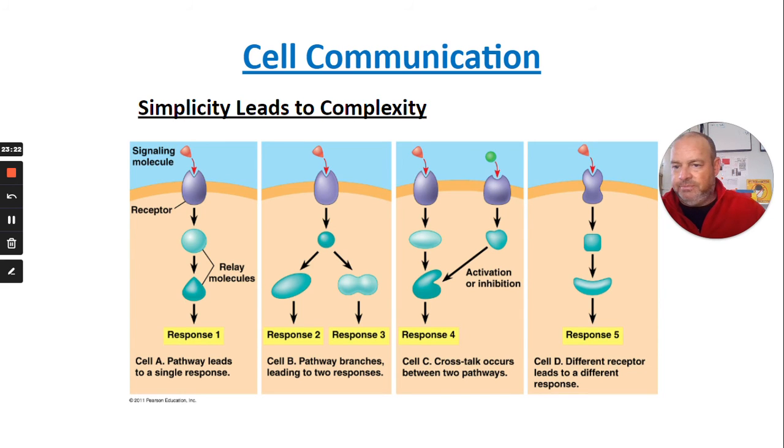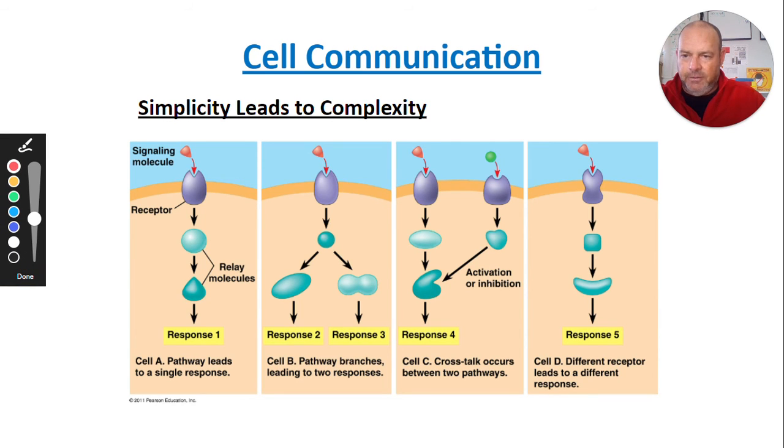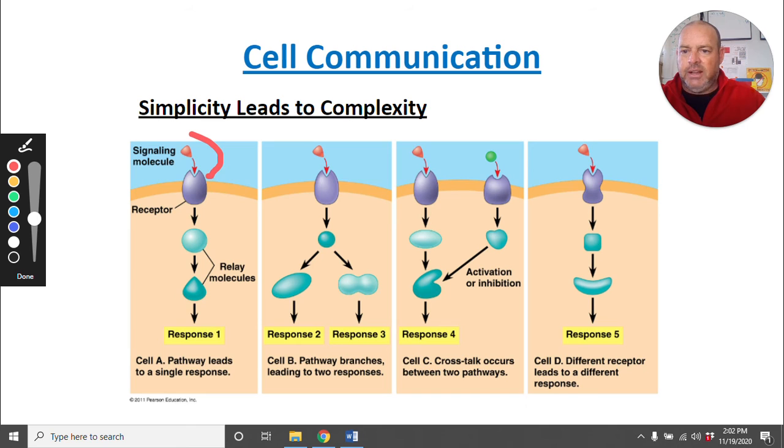Another example of simplicity leading to complexity. So a few things happening here. The signal molecule binds right here, receptor, transduction, relay, and you get one response. Okay, pathway leads to a single response. That's your typical one. Over here, you have a ligand that binds, and now this activates two separate proteins or molecules in there, and so we're getting two responses. So in this second pathway, cell B, we're getting two responses from one signal. Okay, so that's a different way it can happen.